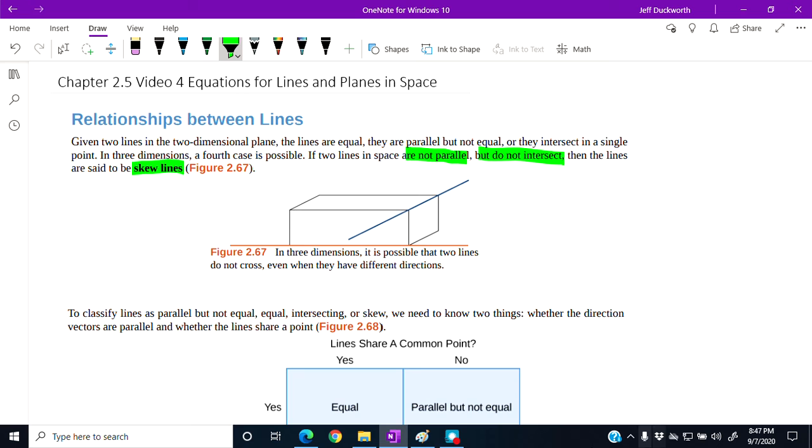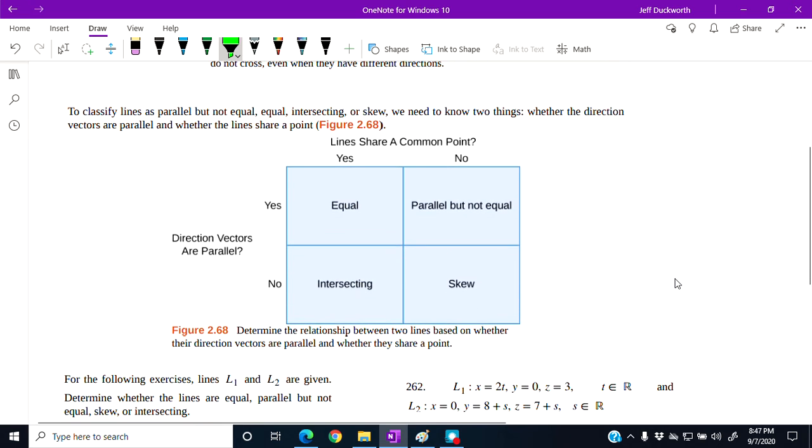So the different possibilities that you could have, so are on the left here, are they parallel? Well, if they are, then they're either equal or they're going to be parallel but not equal. And that should be easy to see by whatever vectors you have. If the answer is no, then they could either intersect at a point or they could be skew. And the skew definition was above.